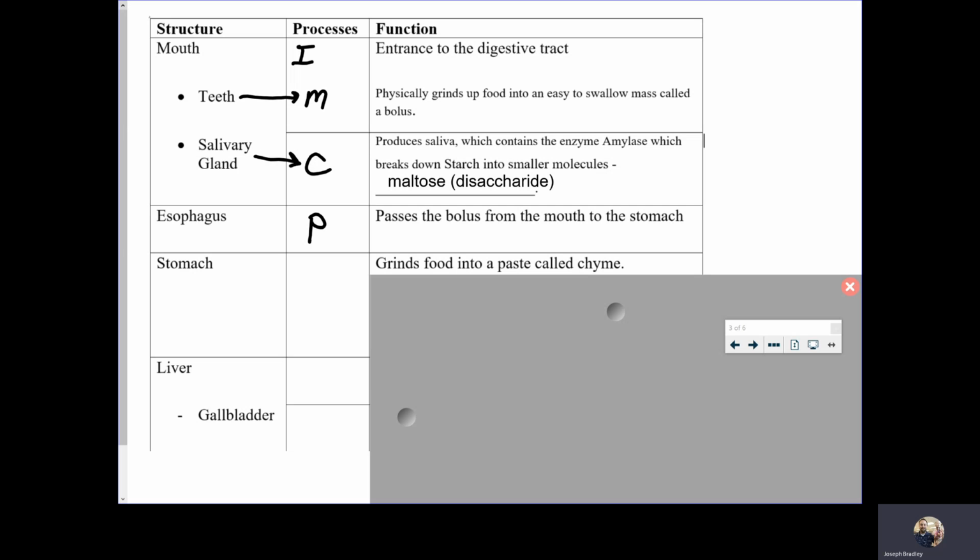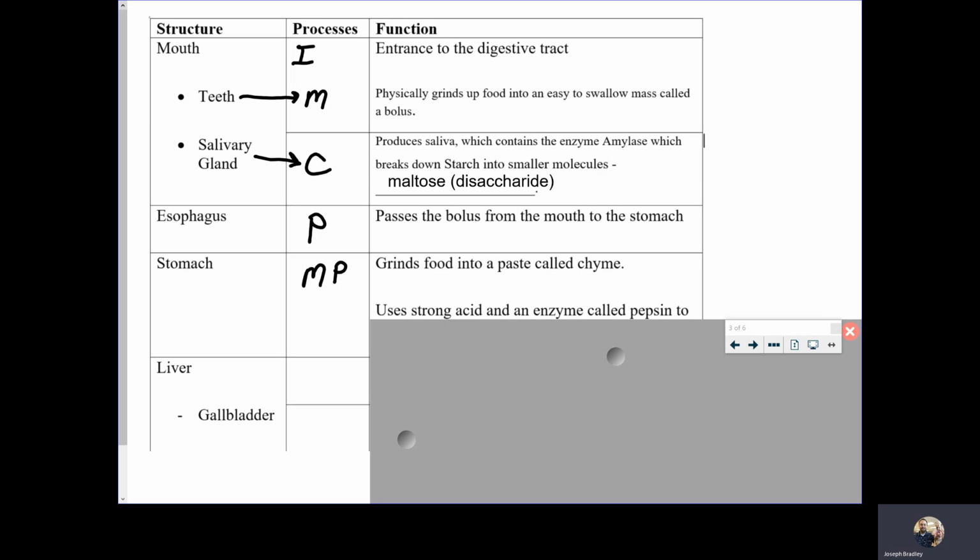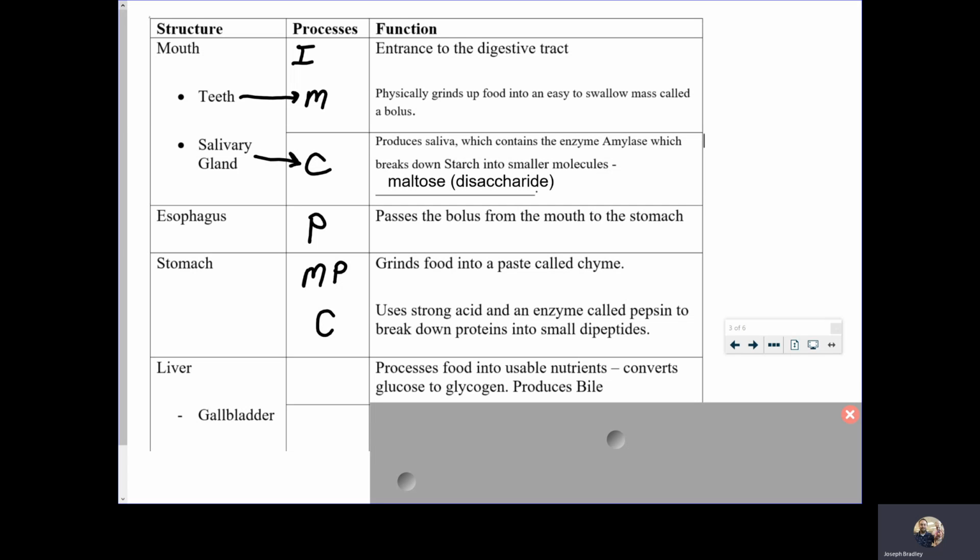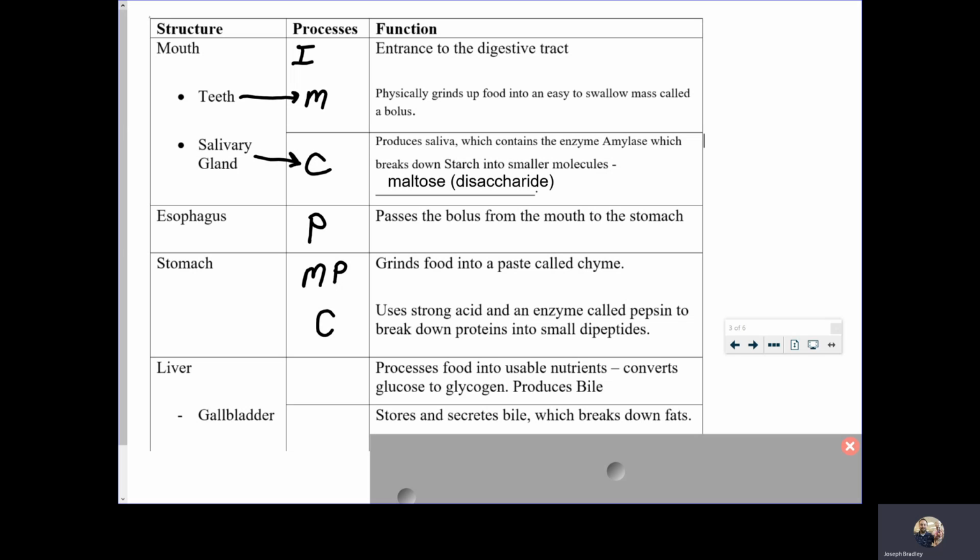The stomach is where you're going to have some mechanical digestion. That's the grinding up of the food, and that's done through peristalsis. The other thing that happens in the stomach is a strong acid and an enzyme called pepsin are going to break down proteins into small dipeptides. That's an example of chemical digestion. The liver's not really doing anything in terms of stuff with the food. It's going to produce a chemical called bile, and the gallbladder is going to store and secrete bile. Bile is specifically going to help with chemical digestion.